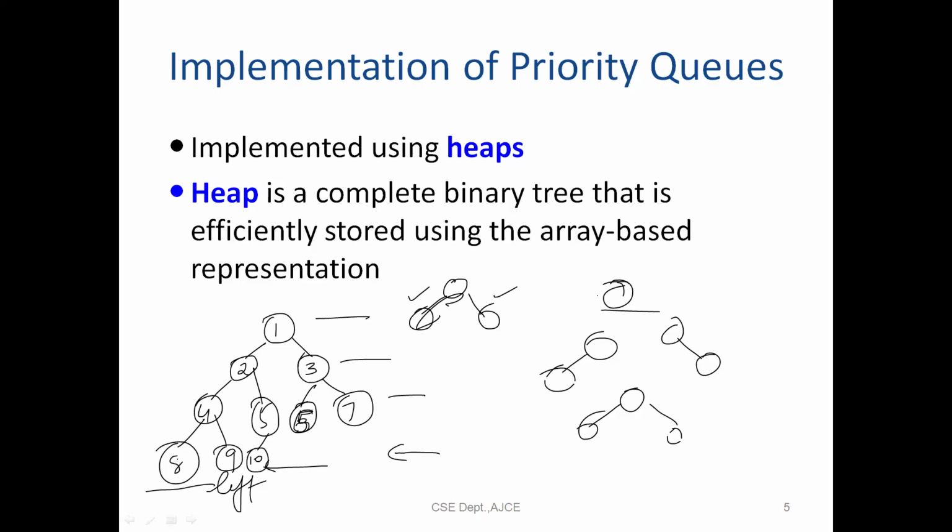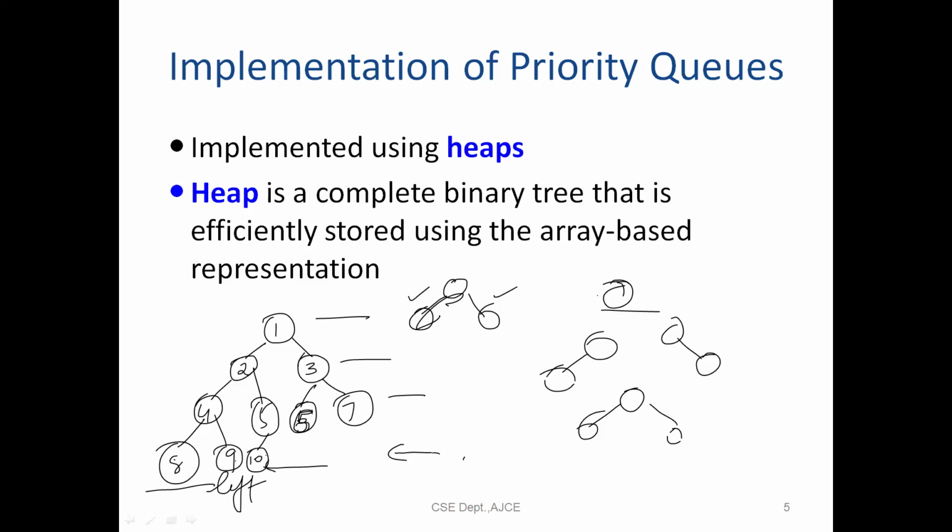Why? Because if we look at the left side, you can see here we have 8, 9, 10, all of them on the left. If we fill all of those, then towards the right we can say it's a complete binary tree. Okay. So that is a complete binary tree using a tree representation.